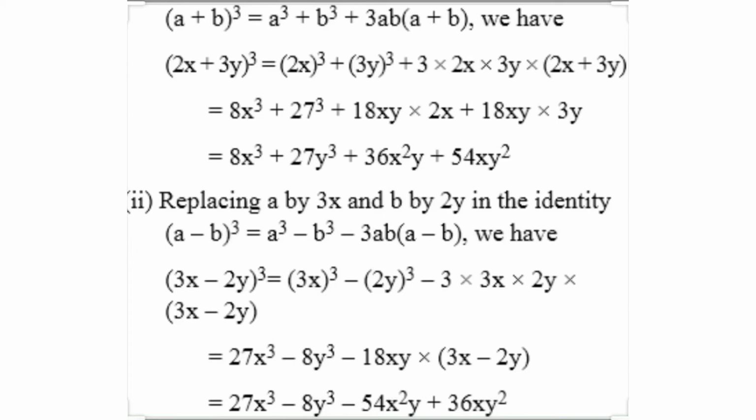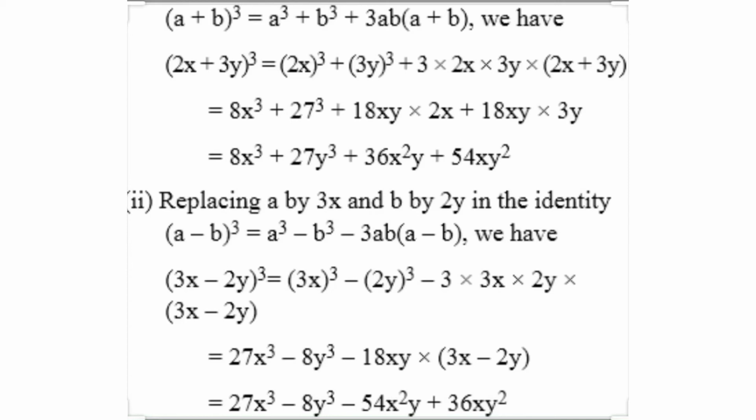(2x)³ is 8x³, (3y)³ is 27y³, and 3 into 2x into 3y is equal to 18xy. So it is 18xy into (2x + 3y), which can be written as 18xy into 2x plus 18xy into 3y. So we get 8x³ + 27y³ + 36x²y + 54xy².